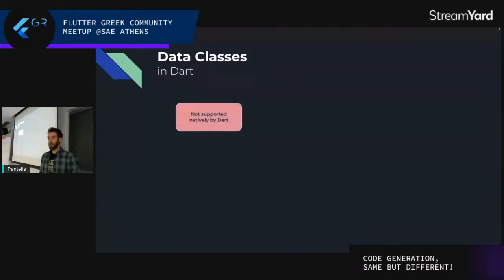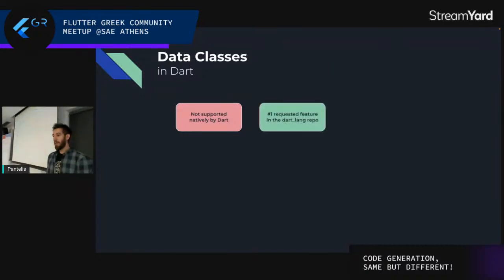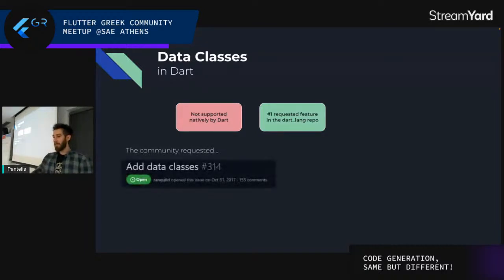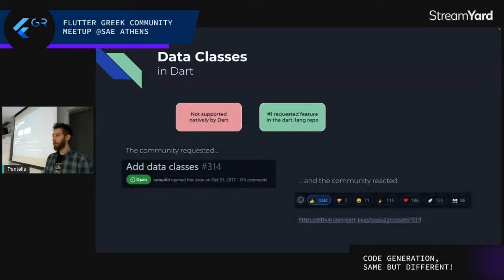So data classes are not supported natively by Dart, but however, they remain the number one requested feature in the Dart lang repository. As you can see, there is an open issue for about 5 years now to add data classes in Dart, and the community reacted pretty well, apart from 2 people, apparently. And we also should notice that the Dart and Flutter teams, and also obviously the community, have provided us with a lot of packages and plugins, so we can have data classes in Dart.